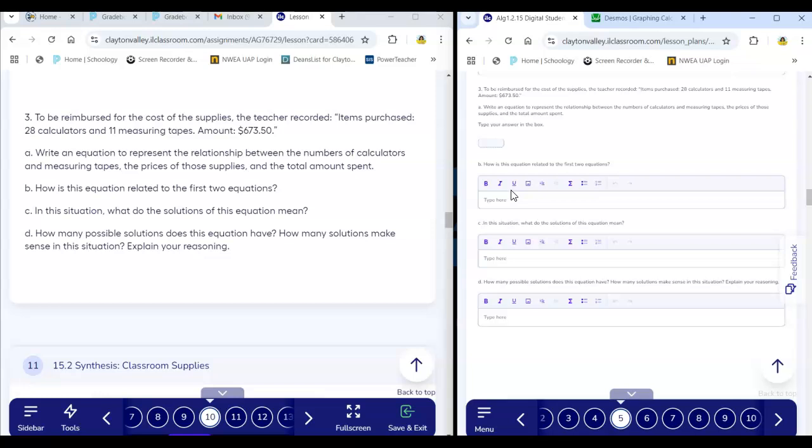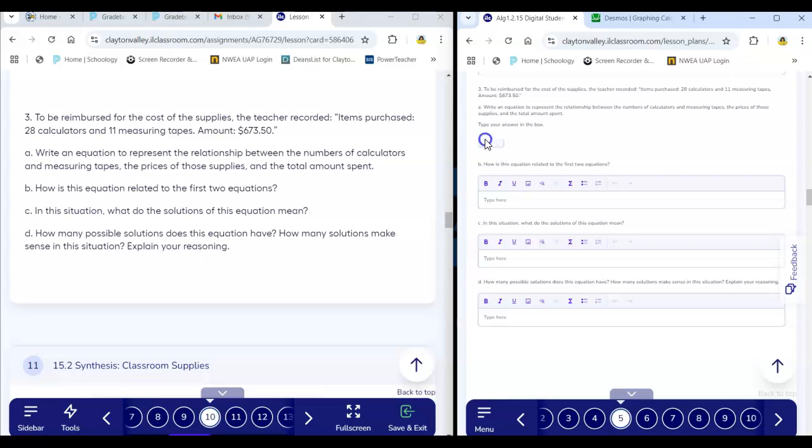So the teacher recorded items purchased, 28 calculators, and 11 measuring tapes. And the amount spent was $673.50. So write an equation to represent the relationship between the numbers of calculators and measuring tapes, the prices of those supplies, and the total amount spent. So you've been doing this.